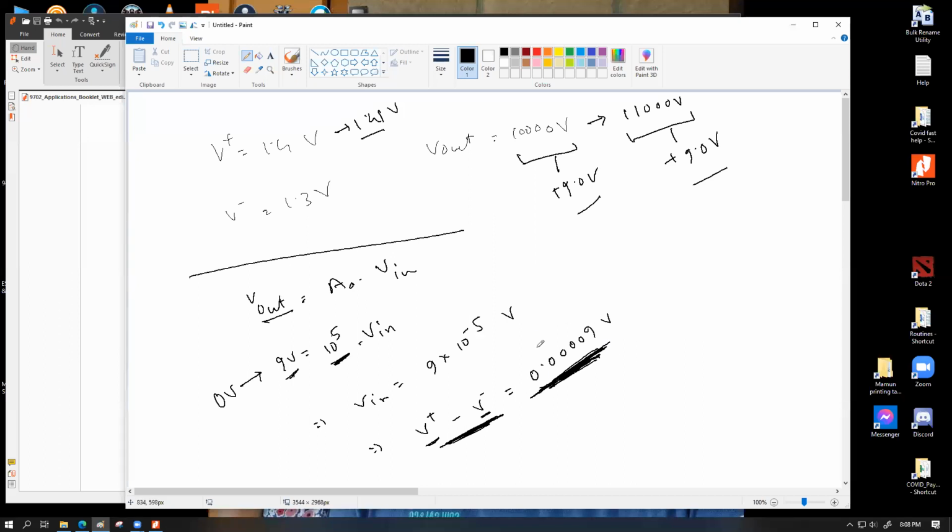So if the V plus and V minus difference is up to this much range or smaller than this, then we can say the operational amplifier is not saturated, which means for this much difference, the operational amplifier can exhibit its behavior of amplification.